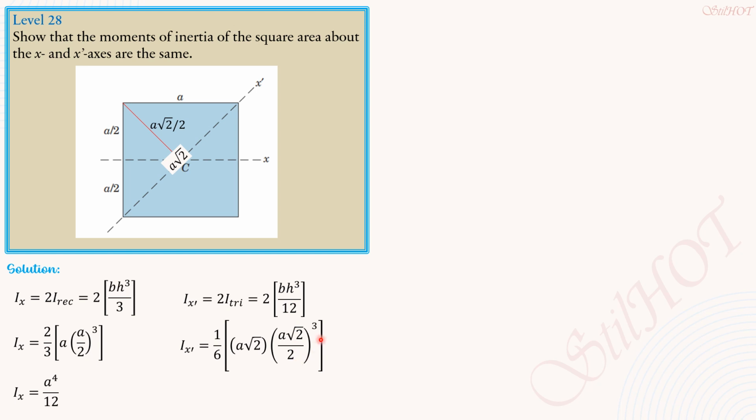So if we simplify this, this is A to the fourth, square root of 2 to the fourth is 4, divided by 2 cube, so 8. 4 over 8 is 1 half. 1 half times 1/6 is 1/12, A to the fourth. So it's the same as this. So we have shown that Ix is equal to Ix prime. So that's it.